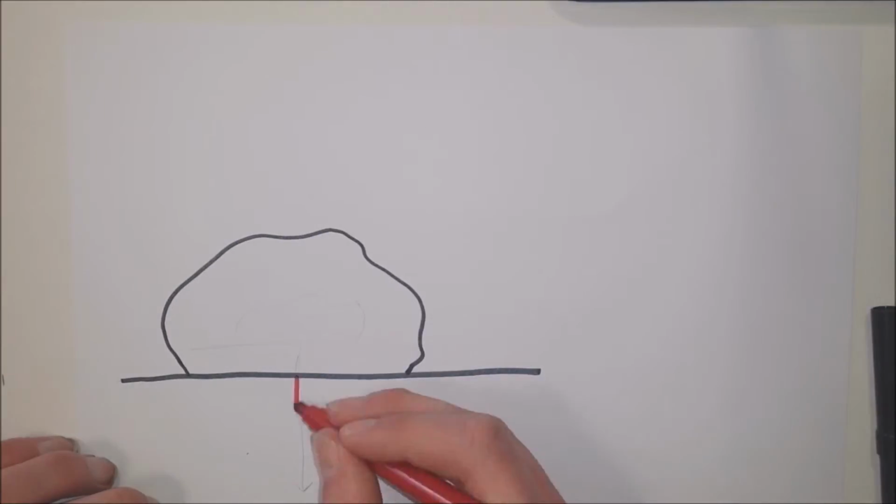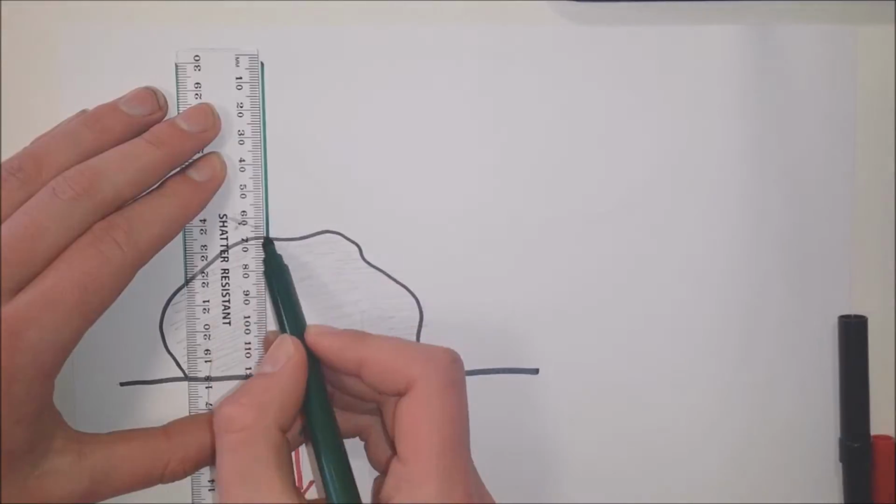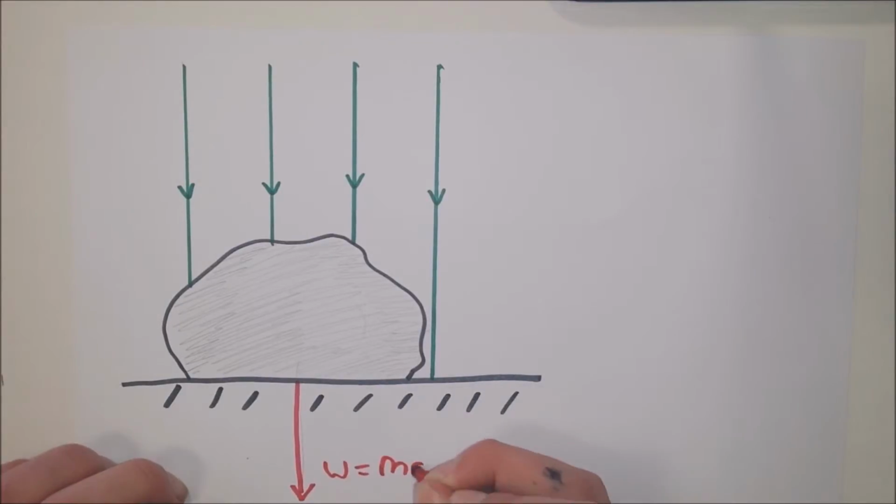However, close to the Earth's surface we consider the lines to be parallel and equidistant. This has to be shown on diagrams. In a uniform gravitational field, g equals force per unit mass.